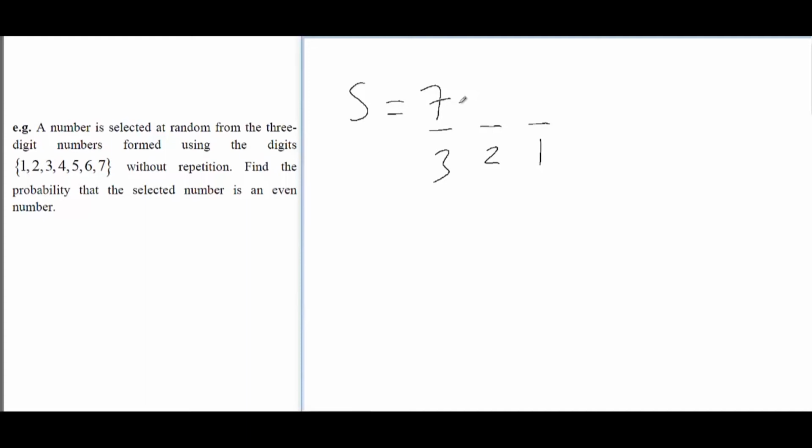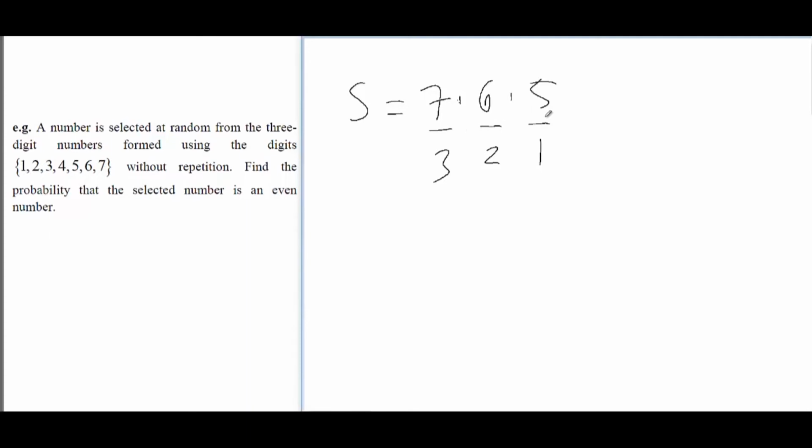So if we use one of these 7 digits, that one is gone. How many digits are left? 6. So we have 6 choices for the tens digit. Times, another digit is also gone, so how many choices are left for the units digit? There are 5 choices. So the total number of 3-digit numbers which can be formed from these 7 digits is 7 times 6 times 5.